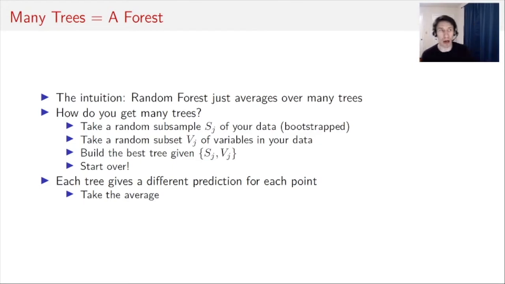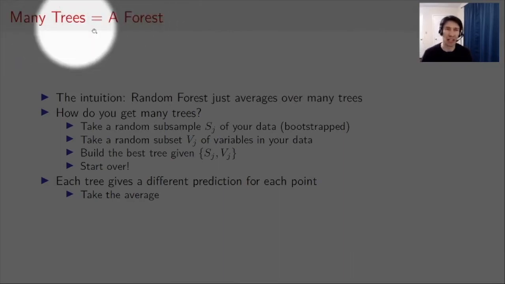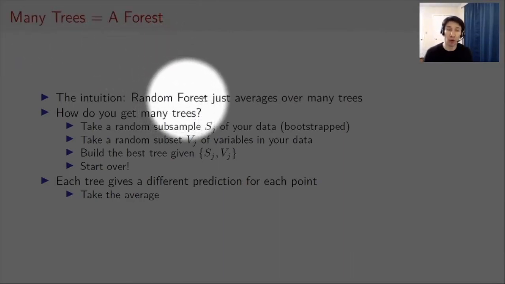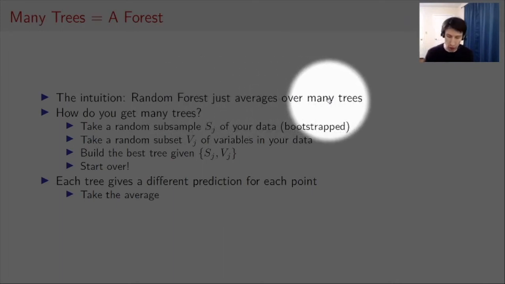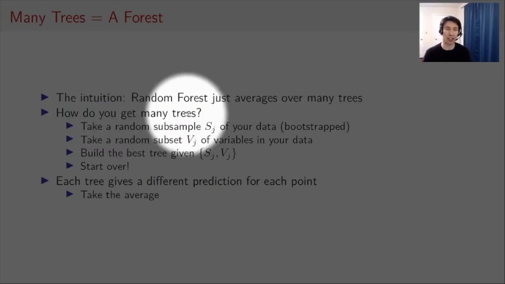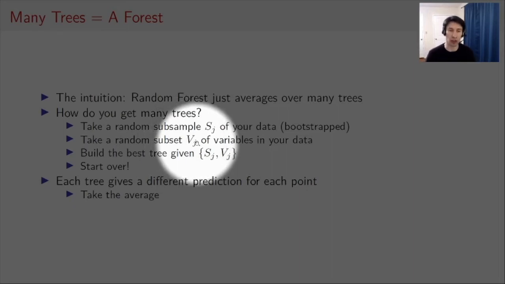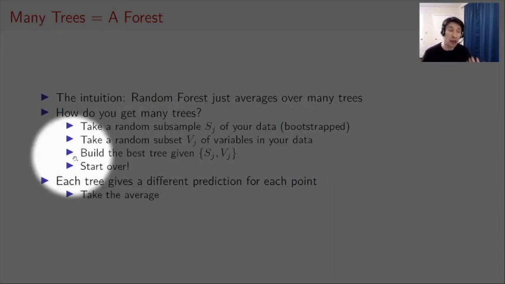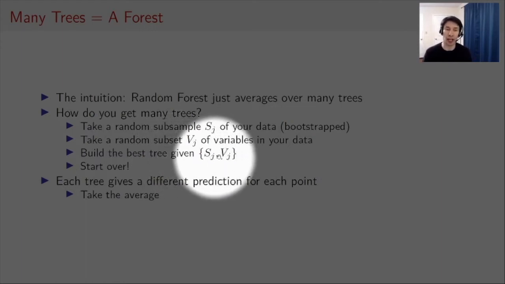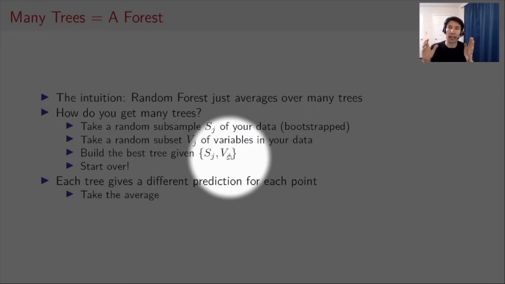The intuition behind random forests is actually quite simple. Obviously they're called forests because they are made from many trees. The intuition is simply that a random forest averages the outcomes over lots of trees. So of course you ask, how do you actually get these many trees? Well, you take a subsample S_j of your data. Instead of taking your full data, you just take a subsample, and then you take a subset of variables, let's say V_j, from your data as well. And then you build the best tree given S_j and V_j. So you take a subsample of your data and you select only some of the variables in your data and you make the best tree.